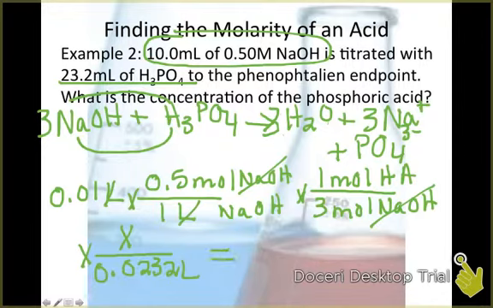So if I take 0.01 times 0.5, divide it by 3, and then divide it by 0.0232, I get an answer of 0.072 molar, and this is of our phosphoric acid, so H3PO4. And we're done. Alright, so let's do one more example.